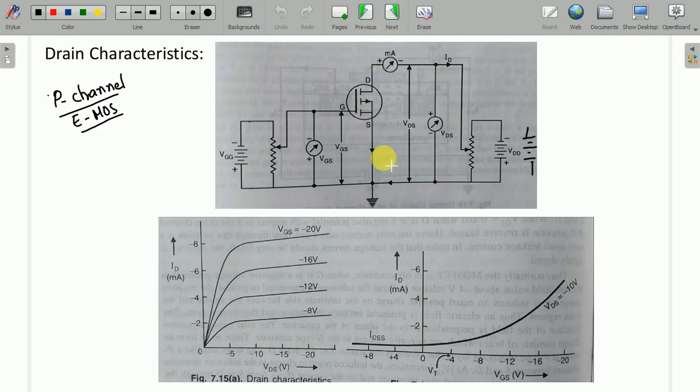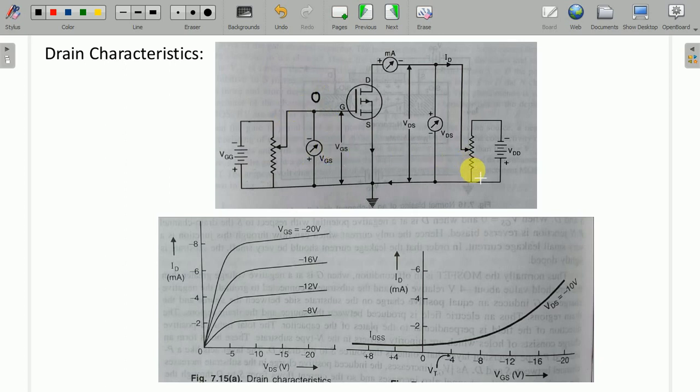So now here, in place of the FET, we have put a P channel EMOS. How will we do the experiment to find out the drain characteristics? What we do is, first we keep this at 0. This slider is so adjusted that this VGS is equal to 0.